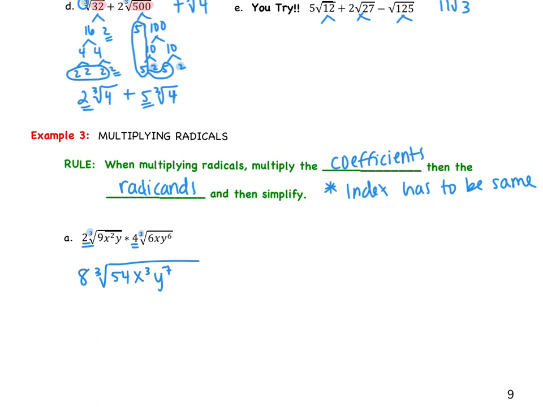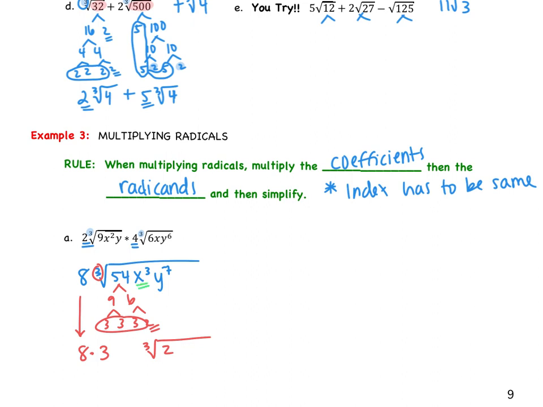So let's break down that 54. I get 9 times 6, 3 times 3, and 3 times 2. Because our index is 3, we're looking for a triplet. So remember, 8 is outside the root. A 3 comes outside the root. This 2 that's left over stays underneath the root.